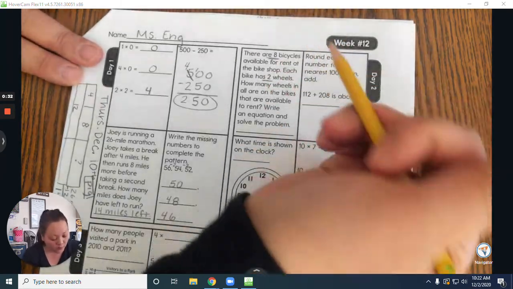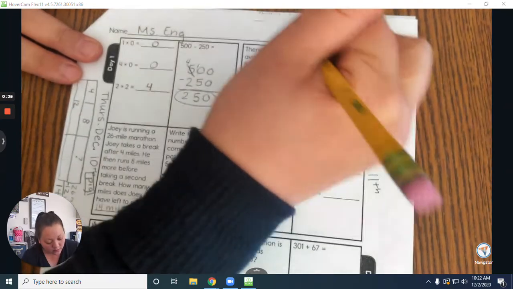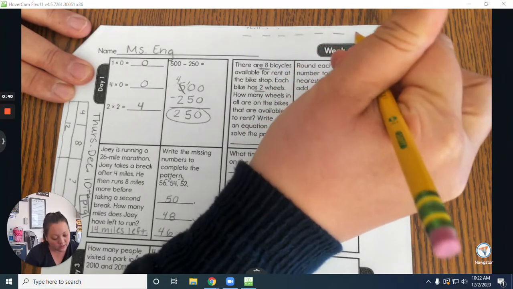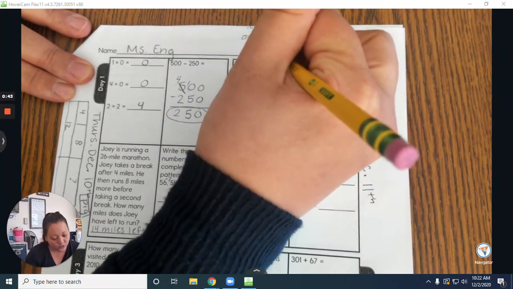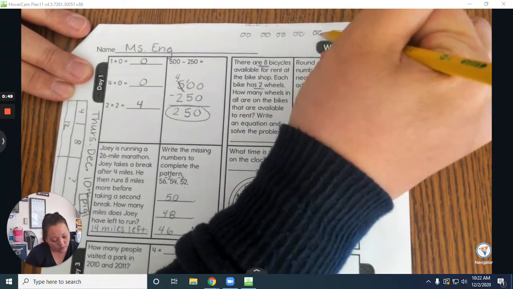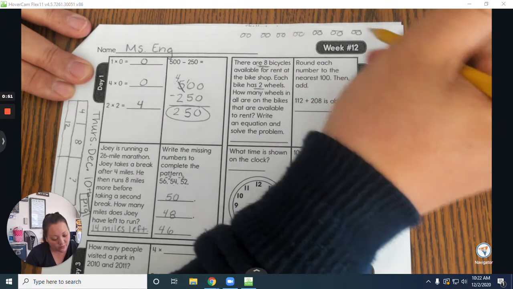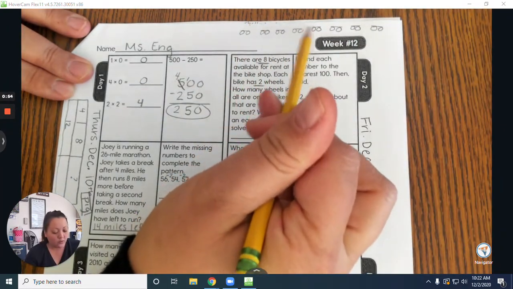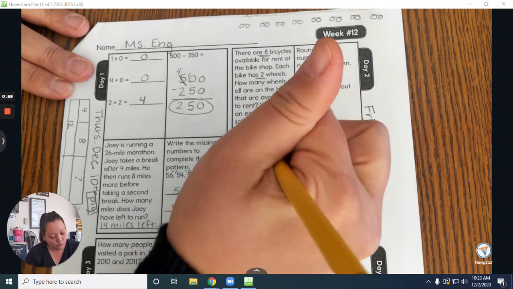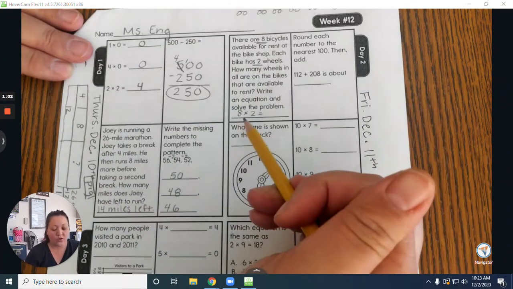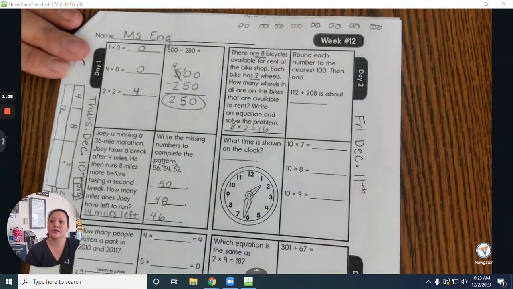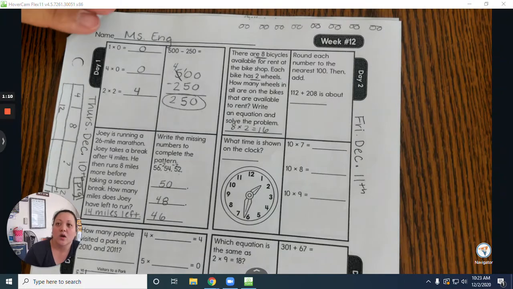Okay, so I have 8 bicycles. These will be my bicycles: 1, 2, 3, 4, 5, 6, 7, 8. They each have 2 wheels. So basically I have 8 groups of 2. And if I counted them, or if I know 8 times 2 is 16. So there's an equation and how we would solve that.